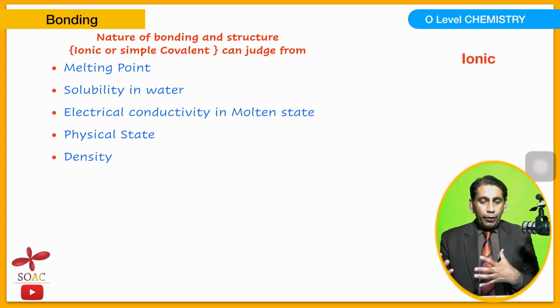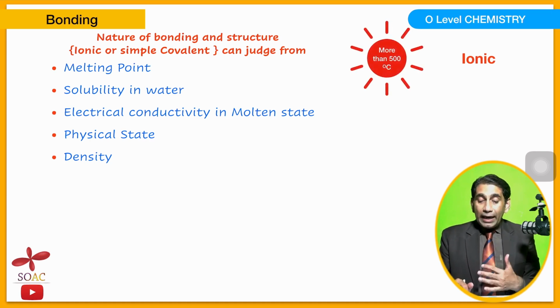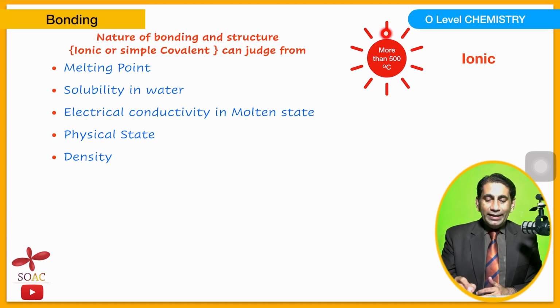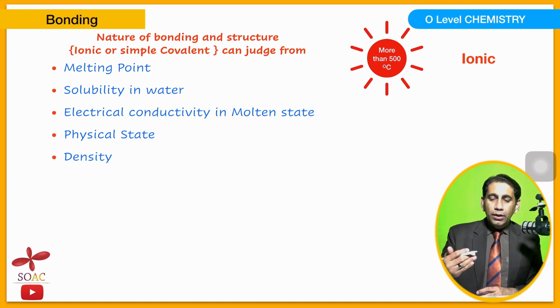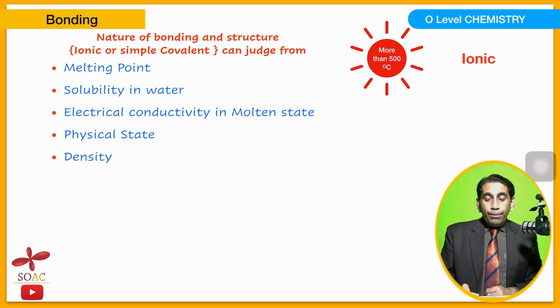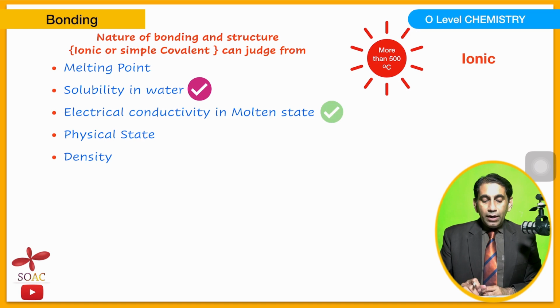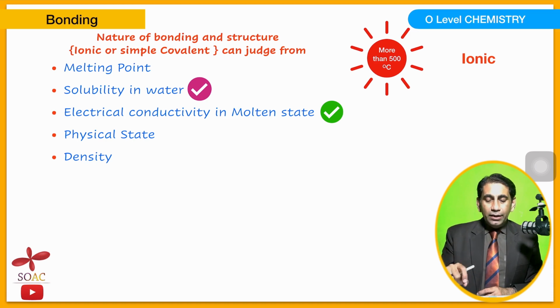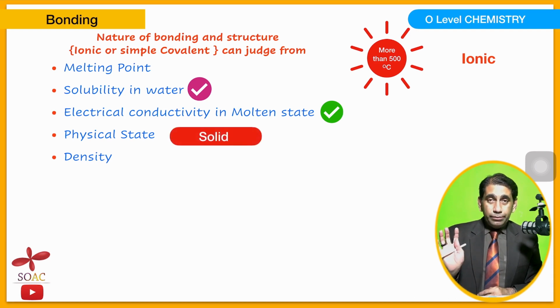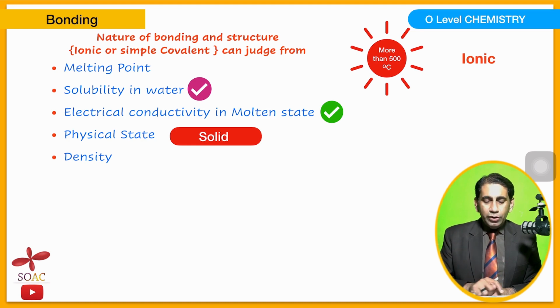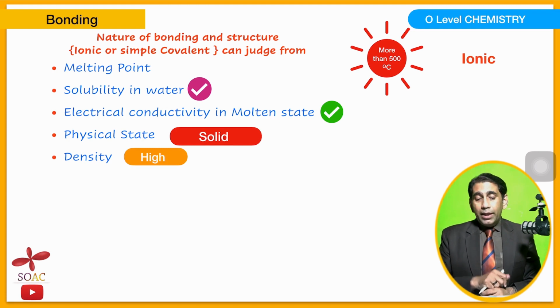For example, in the case of ionic compounds, ionic bonding, the melting point will be more than 500 degrees Celsius. You can call it a rule of thumb, a tip and trick: roughly speaking, the melting point will usually be above 500 degrees Celsius. Mostly ionic compounds are water soluble, but not all of them, as I told you in my previous slides. The next is electrical conductivity in molten state. Ionic compounds are very good conductors in molten state. Ionic compounds are solid at room temperature, with no exception, and they have high density.